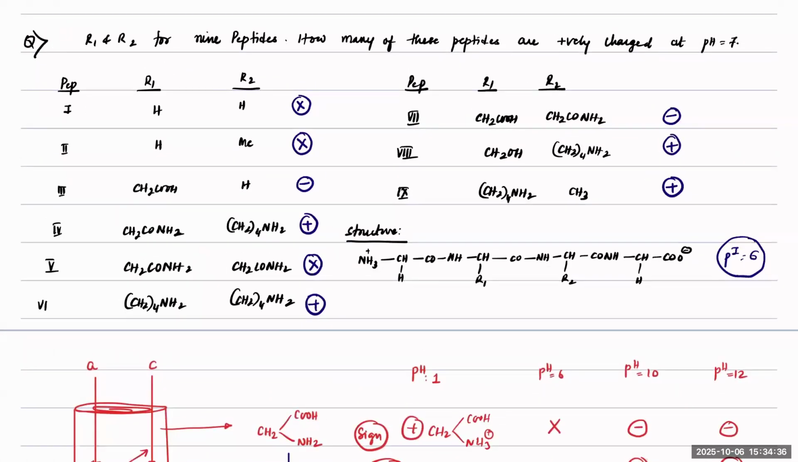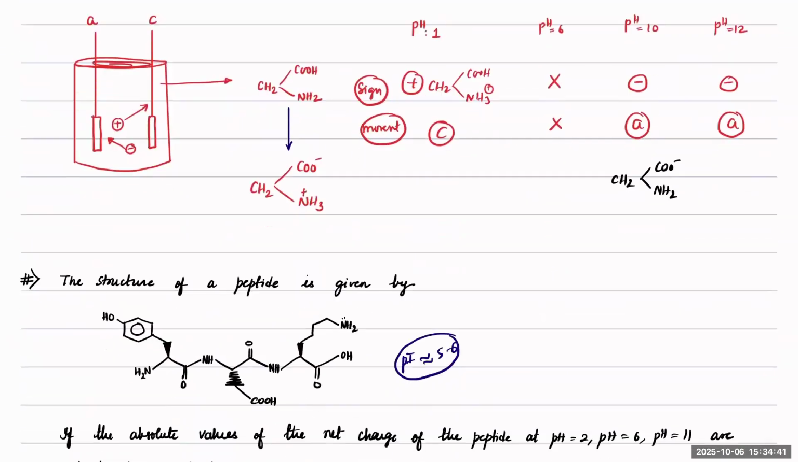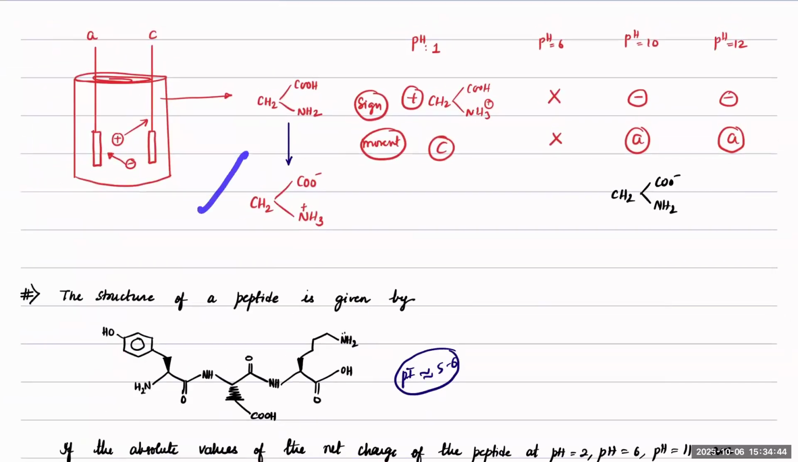Notice this other question. This was a very recent JEE question. To solve this, I told you that first you need to understand how the molecules behave when an amino acid is kept in an electrolytic cell at different pH values. This is a glycine molecule, CH2COOH and NH2, glycine. Its existence is always this way. This is the zwitterion form, correct? This is the zwitterion form in which it exists.